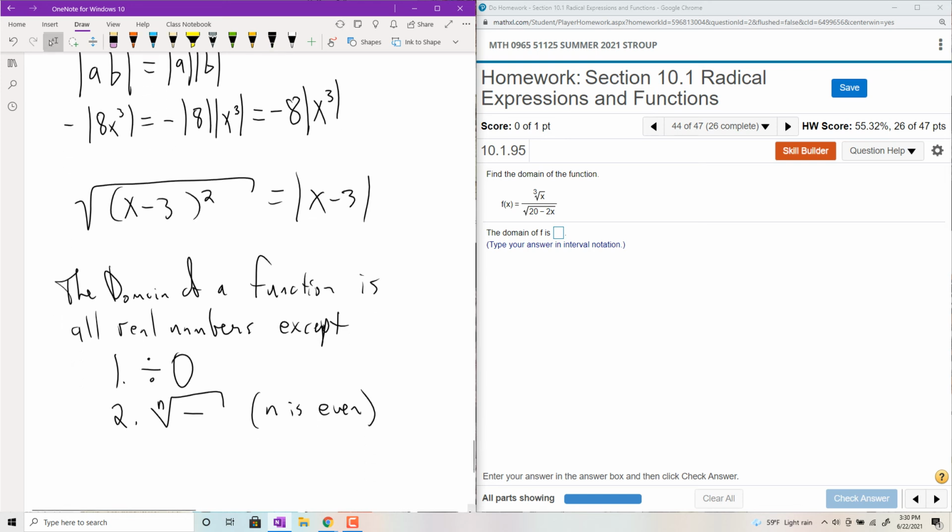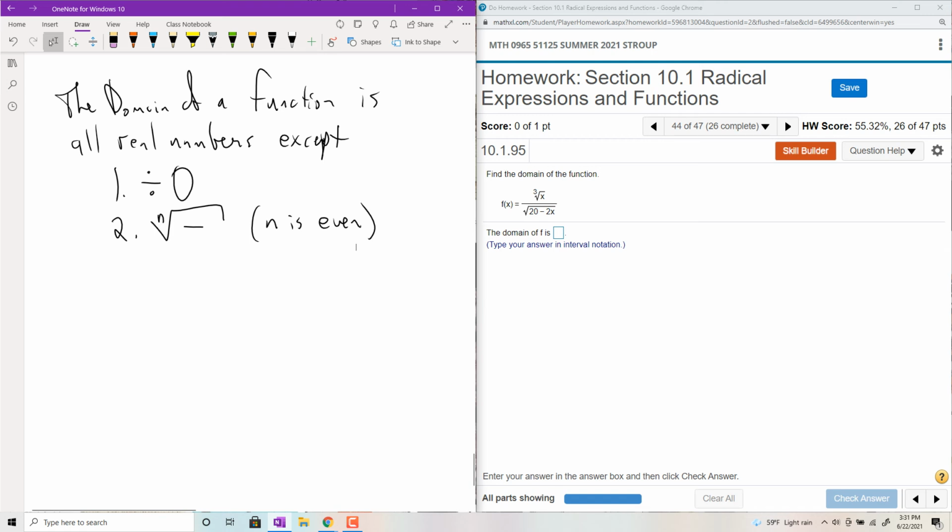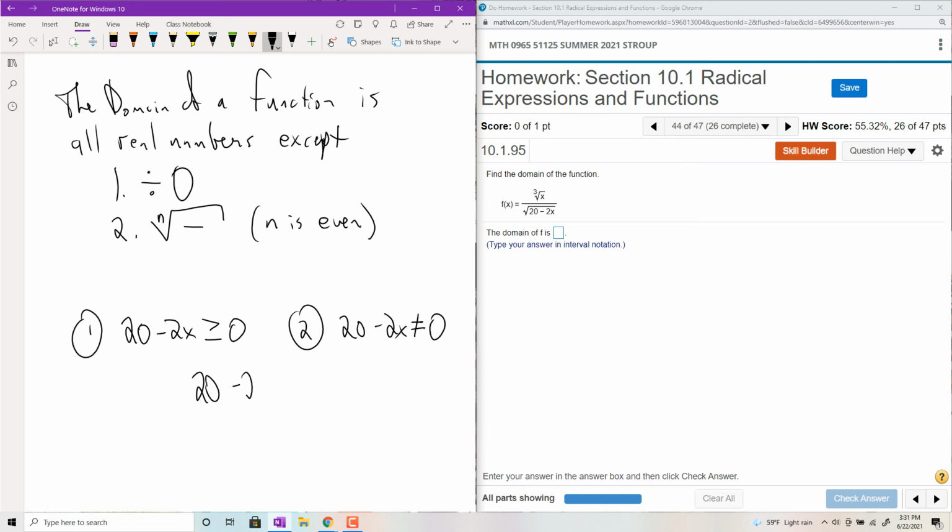Okay. So here there's two things to worry about. We have to make sure that 20 minus 2x is greater than or equal to 0, but then we also have to make sure that 20 minus 2x is not equal to 0. We can kill both birds with one stone by finding where 20 minus 2x is strictly greater than 0, and that will fix it. So add 2x to both sides, you get 2x is less than 20, divide by 2 on both sides, so x is less than 10, and that will be our domain.